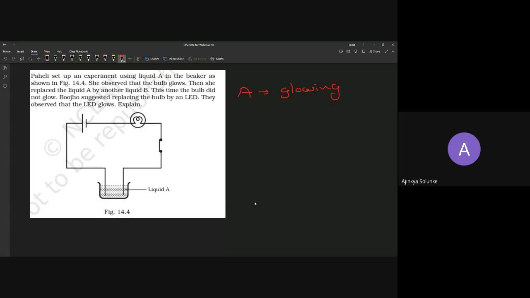Then she replaced liquid A by another liquid B. This time the bulb did not glow. So she replaced liquid A with B, and now the bulb is not glowing. They are asking what might be the reason for this. Why in the case of A it is glowing, and in the second case it is not glowing.